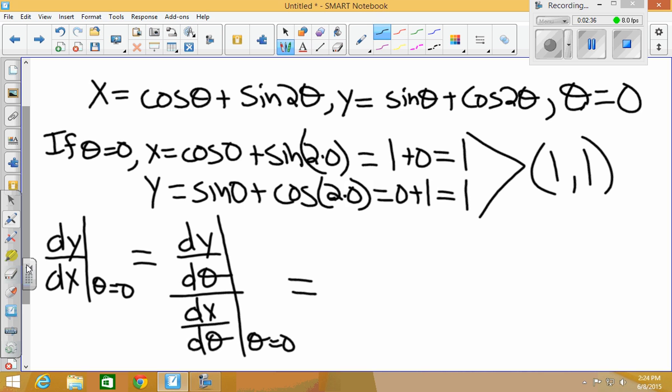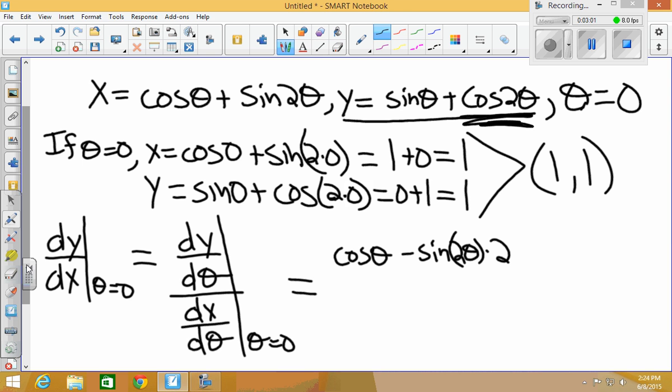So dy d theta, y is equal to the sine of theta plus cosine of 2 theta. So dy d theta would be cosine of theta minus sine of 2 theta times 2. Chain rule. When we do the derivative of the cosine of 2 theta, we have to do the derivative of the outside function, which is the cosine of something, and multiply that by the derivative of the inside. The inside is 2 theta, its derivative is 2.